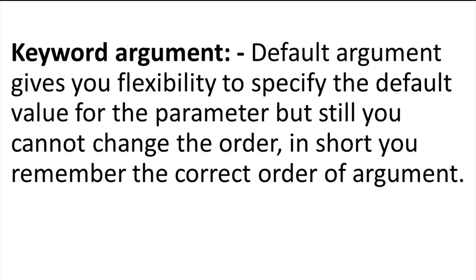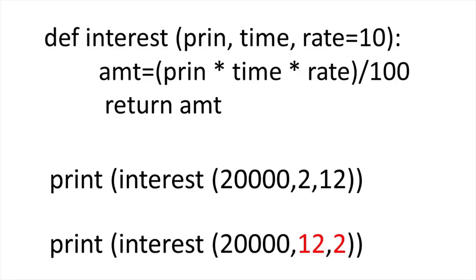Now the next argument type is keyword argument. A default argument gives you the flexibility to specify the default value for the parameter, but still you cannot change the order. I repeat, you cannot change the order. Look, this is the simple rate of interest calculator. Here in the first call, principal amount is 20,000, time is 2 years and rate of interest is 12%. But in the second call, principal amount is 20,000, okay, but I interchange 2 and 12. So time is 12 years and rate of interest is 2%, which I don't want, but accidentally I do this. So what is the solution of this?